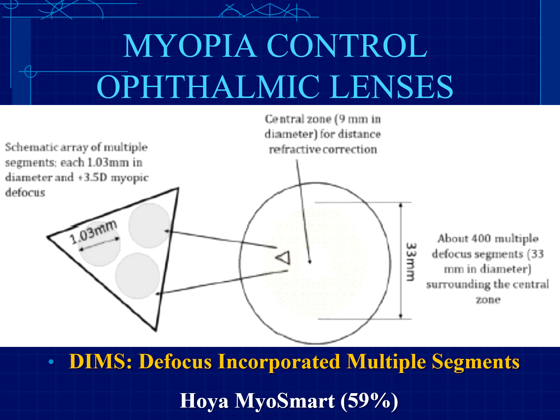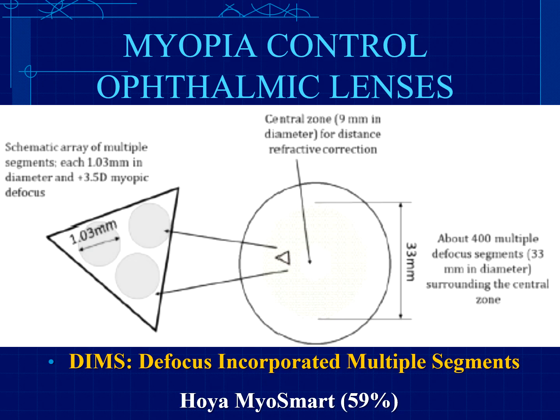One of the very famous types of myopia control ophthalmic lenses is DIMS lenses, Defocus Incorporated Multiple Segments, which was developed by the Hoya company. It has small dots, and the size of each focus dot is about 1.03 millimeter. In a specific place, the center part of the lens is completely clear, about 9 millimeter.